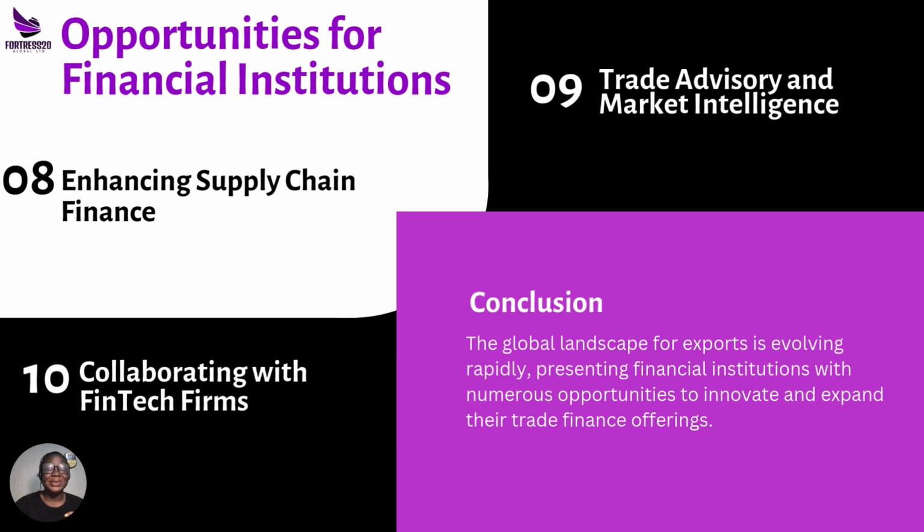We're still on the opportunities for financial institutions. Number eight is enhancing supply chain finance. Supply chain finance allows banks to provide working capital to exporters based on the strength of their supply chain relationships. By offering early payments to suppliers in the global value chains, financial institutions can improve the exporter's liquidity and cash flow management.